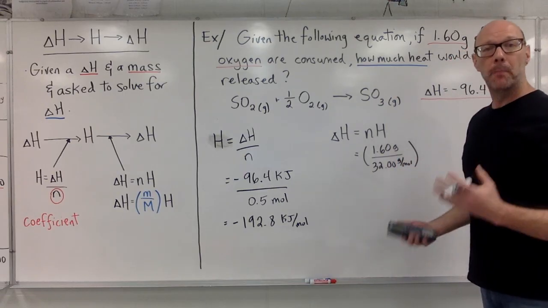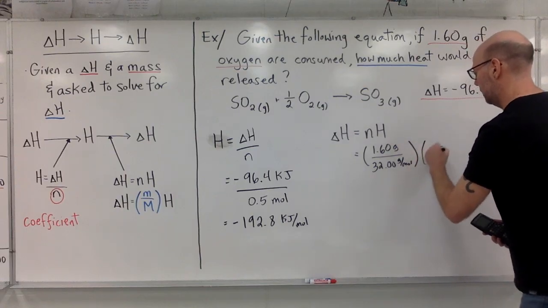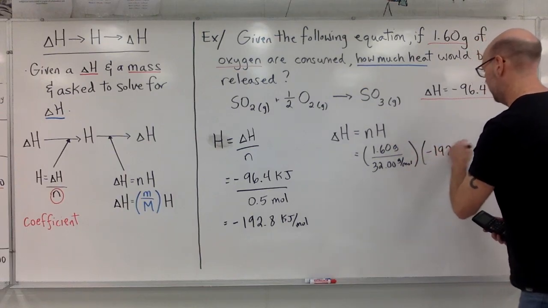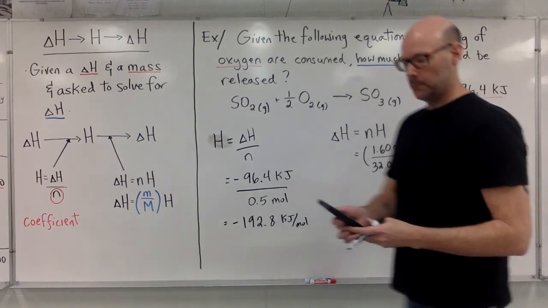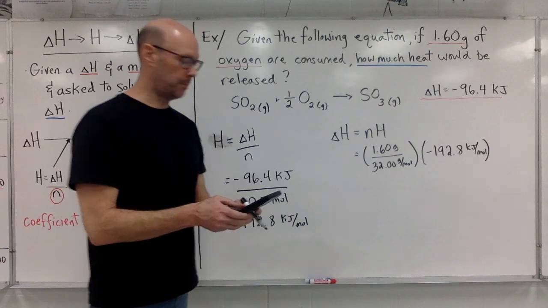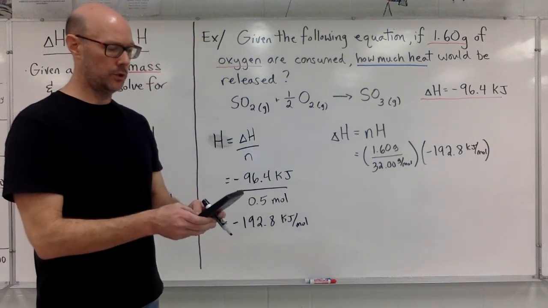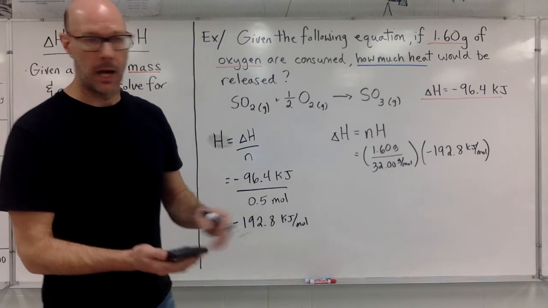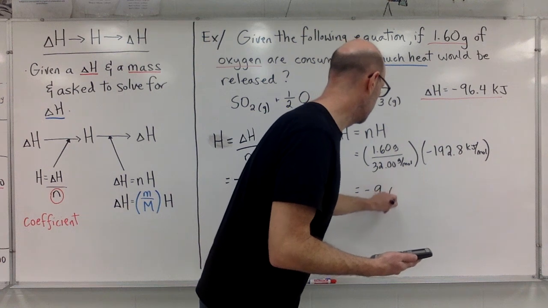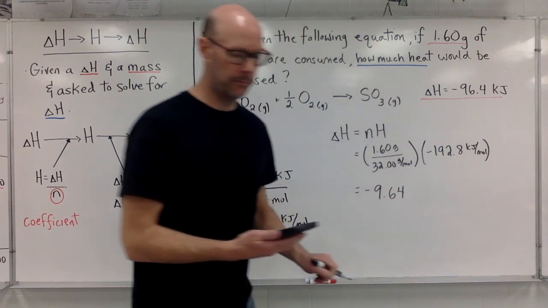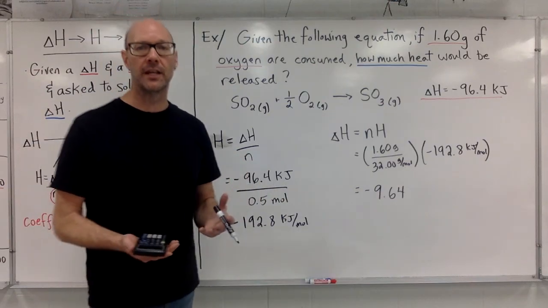And that's multiplied by our answer, negative 192.8 kilojoules per mole. Let me type that in. Multiplied by 1.6 over 32. I get negative 9.64. That's the full answer on my screen. I haven't rounded it off or anything just yet.